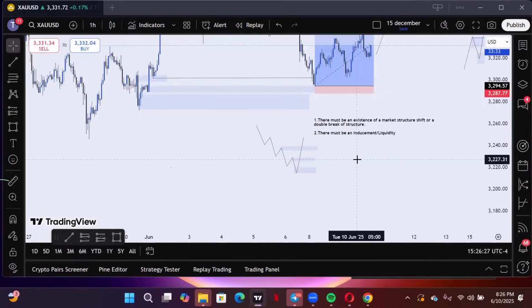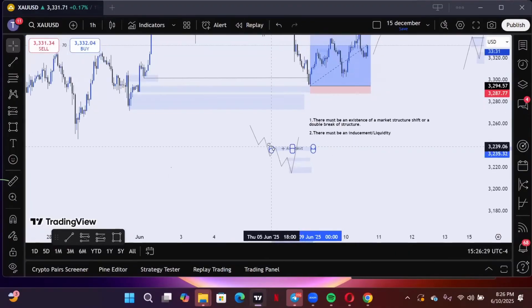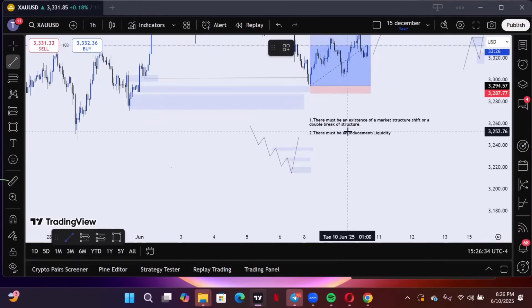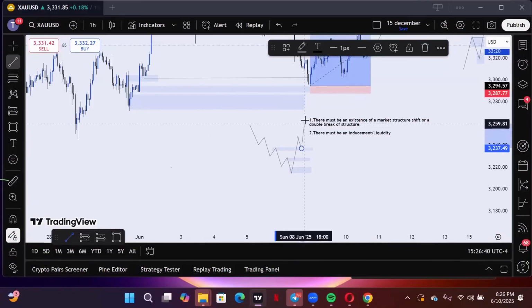So in this scenario, this is what you will do. If the market has given you a structure shift, the next thing is to ensure that there's an inducement or liquidity. I'm expecting the market to give me a pullback before eventually pushing back up. So that is the second rule: there must be an inducement or liquidity.